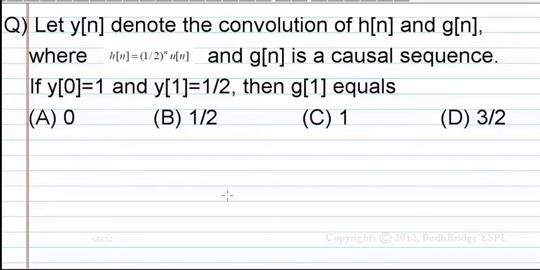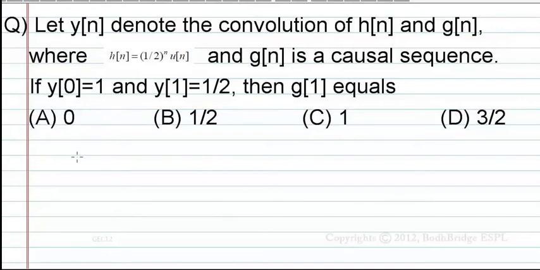Let y of n denote the convolution of h of n and g of n, where h of n equal to (1/2)^n u of n, and g of n is a causal sequence. If y of 0 equal to 1 and y of 1 equal to 1/2, then g of 1 is equal to. The options are 0, 1/2, 1 and 3/2.